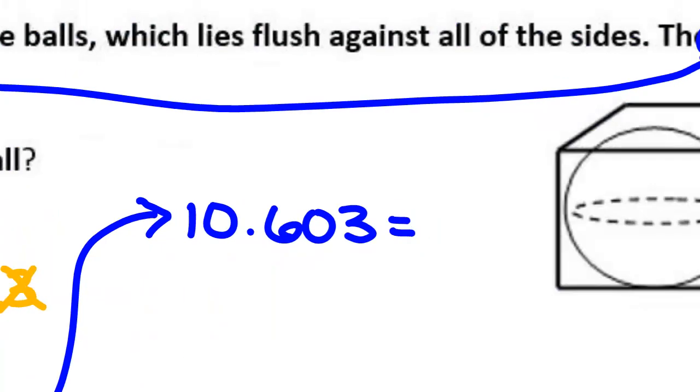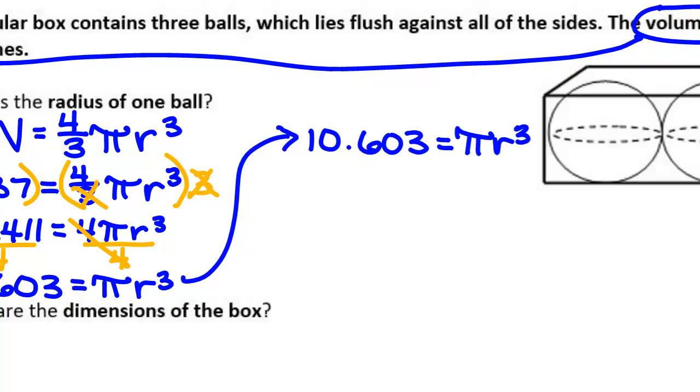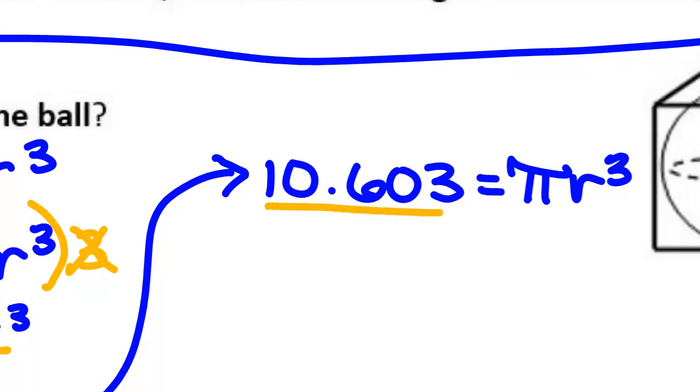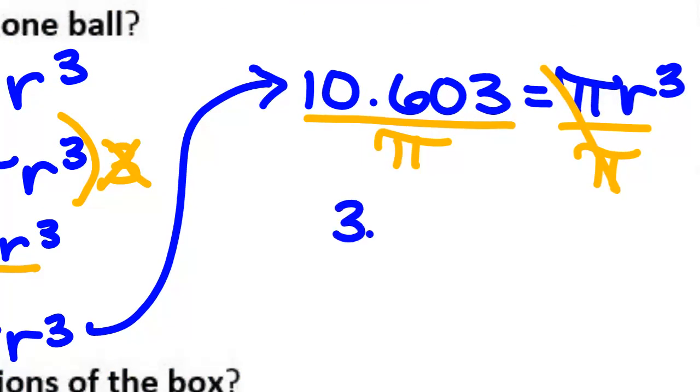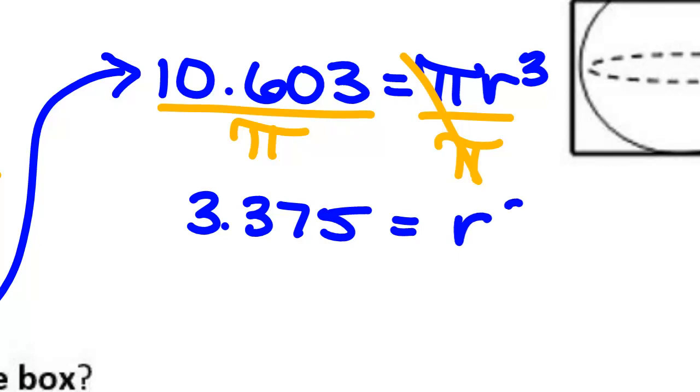10.603 equals pi r cubed. What do I want to do now? Divide both sides by pi, yes. What is 10.603 divided by pi? 3.375 equals r cubed. If that was a squared instead of a cubed, what would we do to get rid of the squared? Square root. So what do I do to get rid of a cubed?